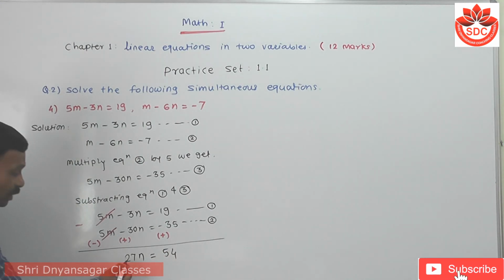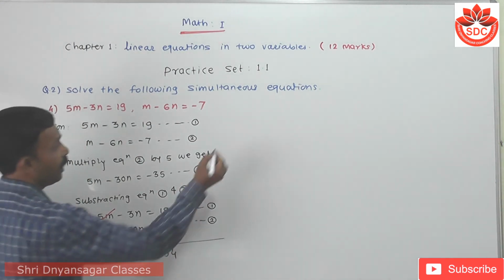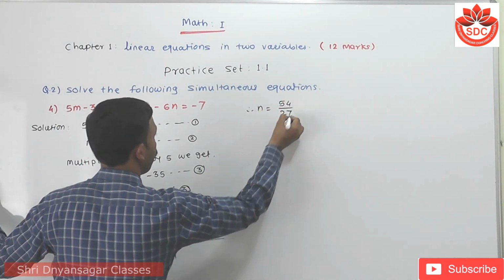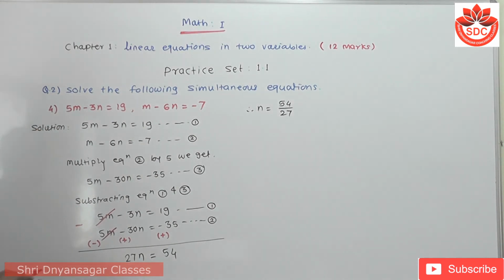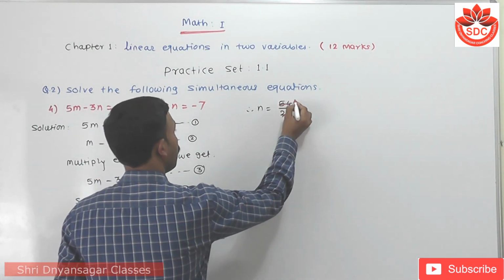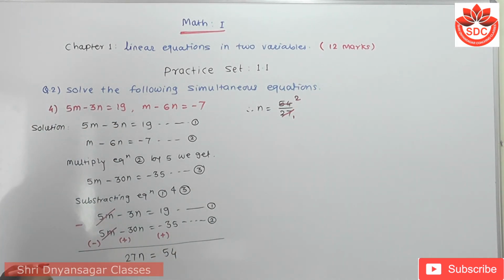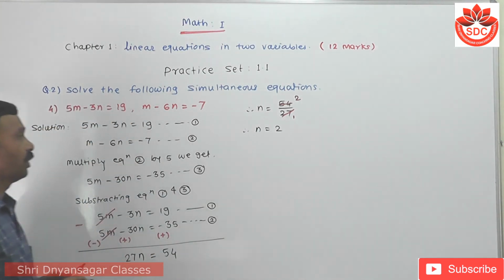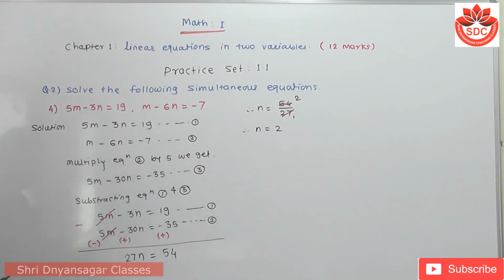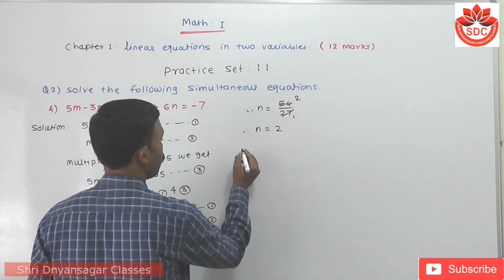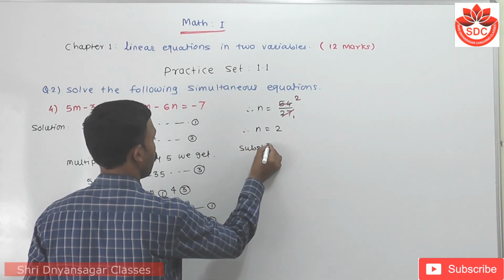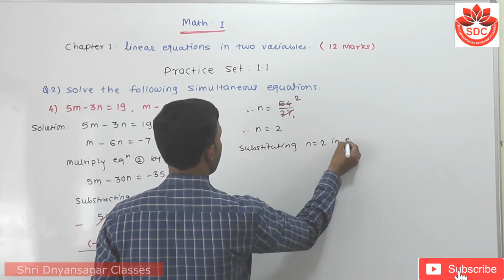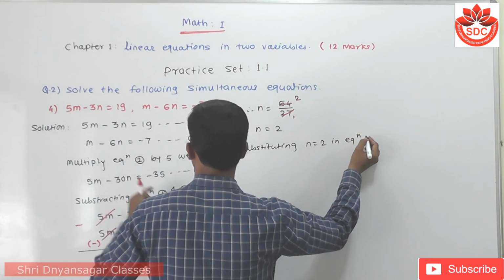Okay, then this 27 goes to the denominator. Therefore, n is equal to 54 upon how much? 27. Then we can simplify it. 27 1s are 27, 27 2s are 54. This means the value of n is equal to how much? 2. Then substitute this value in any one equation. So I write here, substituting n is equal to 2 in equation first or second?